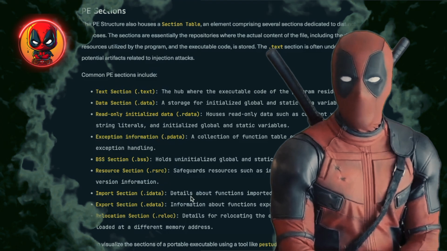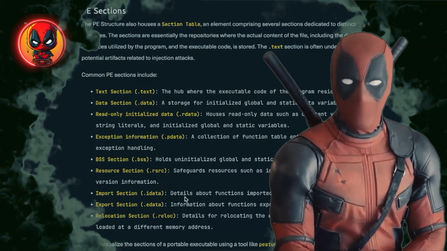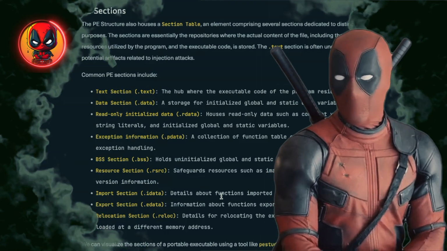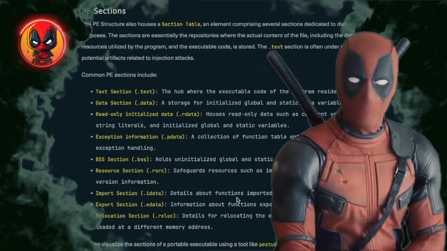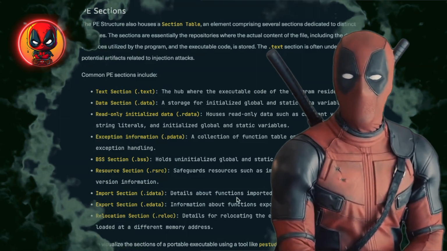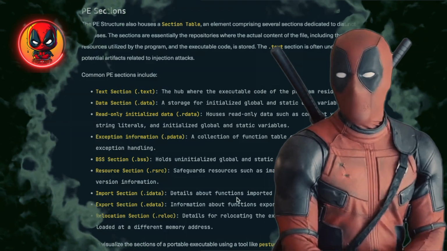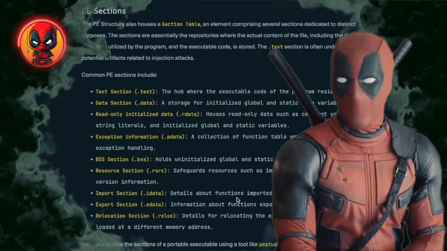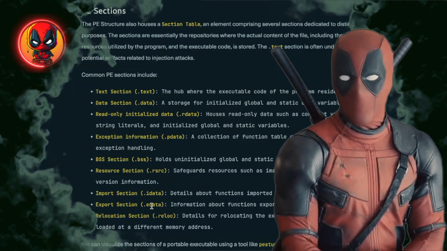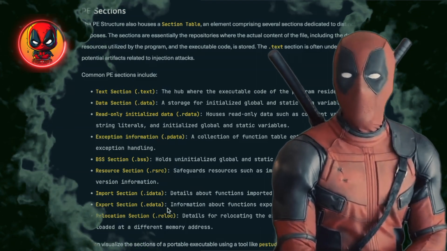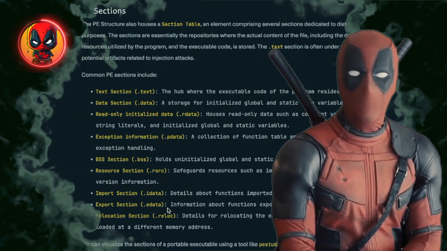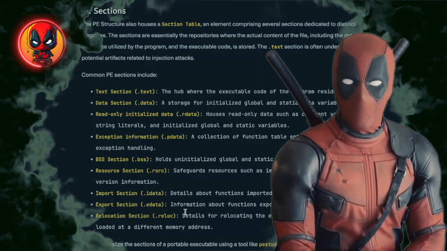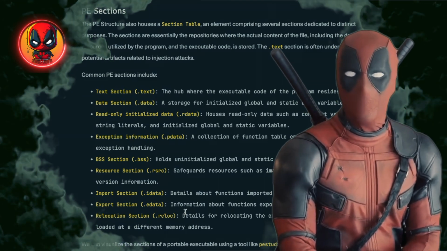7. Import section, .idata. Description. Lists functions imported from other DLLs. Importance. Shows dependencies on external libraries, crucial for understanding the program's interactions with other software. 8. Export section, .edata. Description. Details functions exported by the executable. Importance. Allows other programs to use the functions provided by this executable.